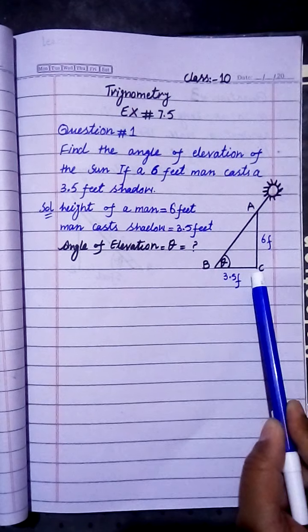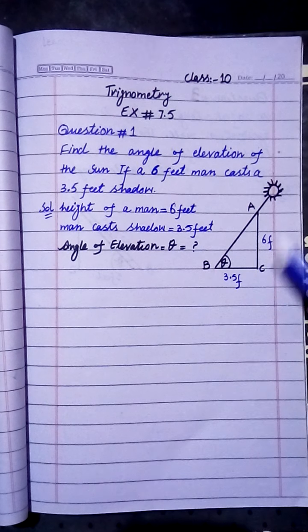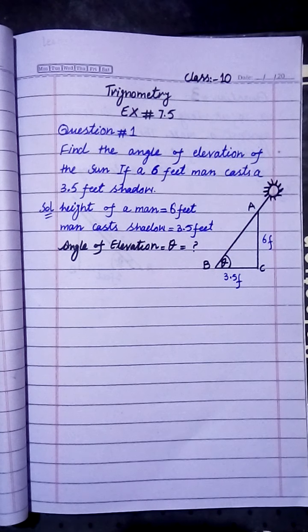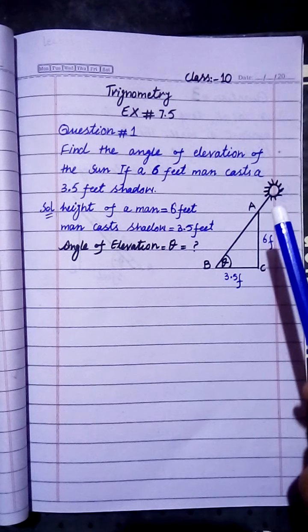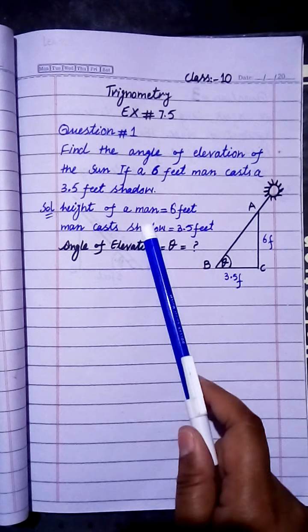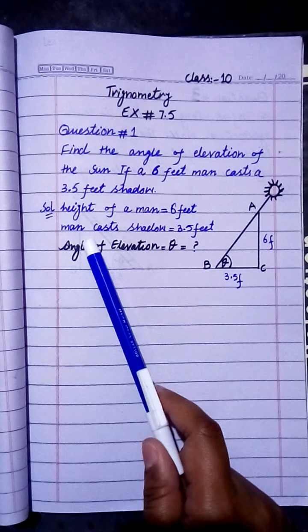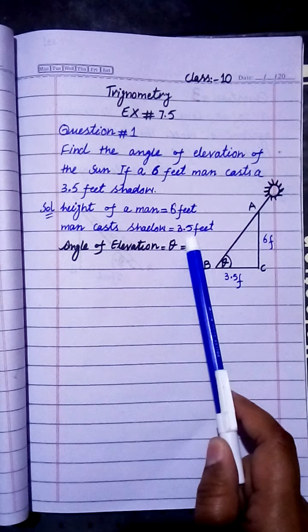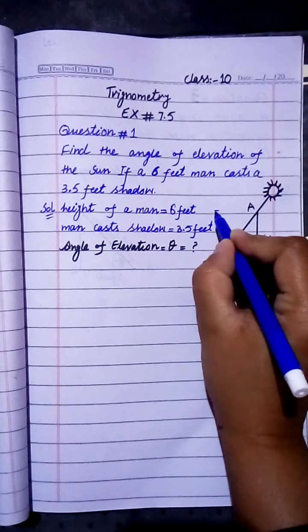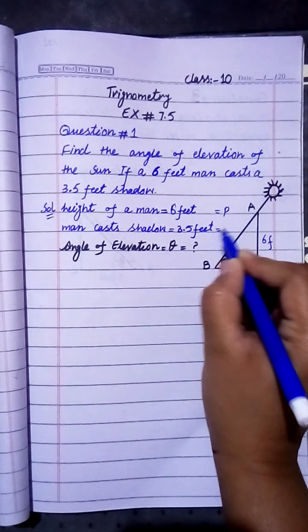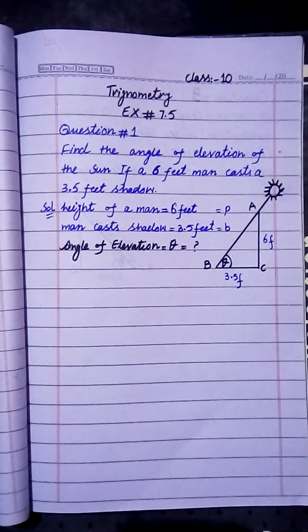BC is the base, AC is the height, and AB is the hypotenuse. So that is a right angle triangle. In a right angle triangle, one angle equals 90 degrees. First of all, you have to observe what is given here. Height of a man equals 6 feet. Man casts shadow equals 3.5 feet. That is known as P, perpendicular, and that is the base B. Now you have to find the angle of elevation theta.